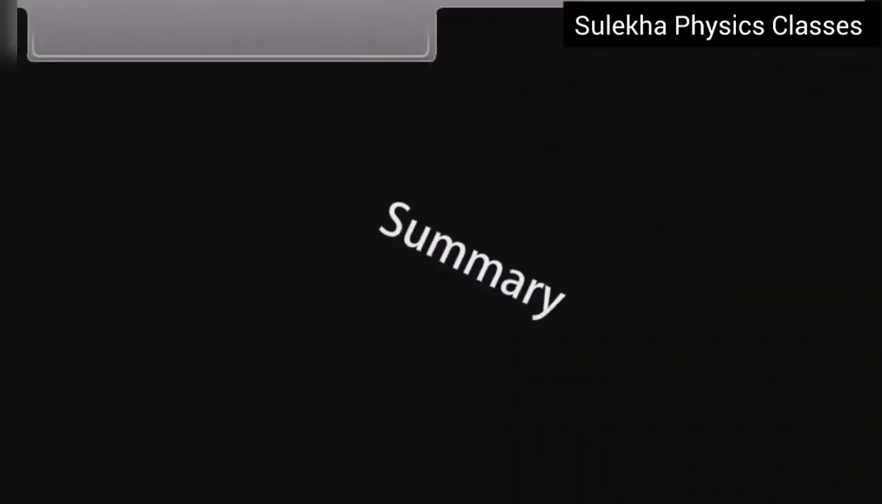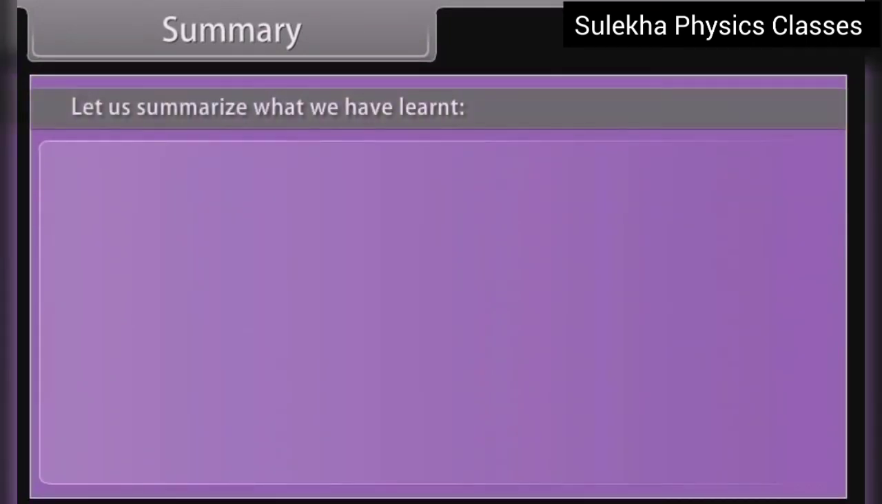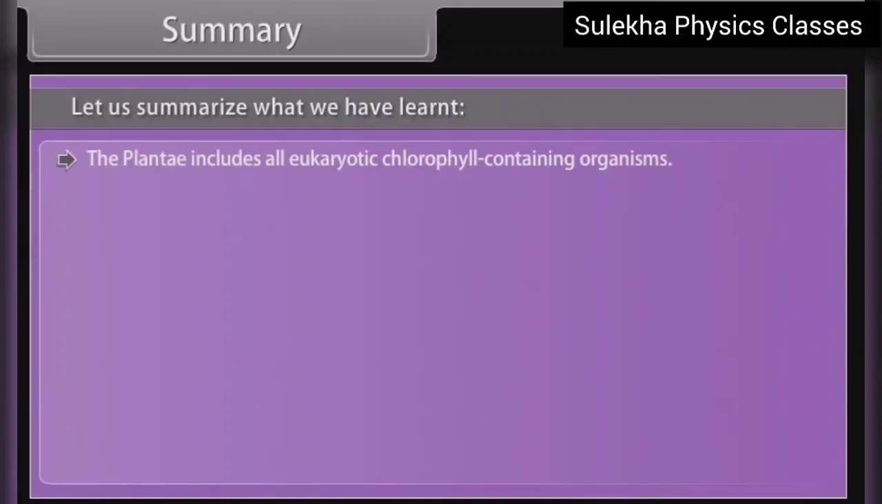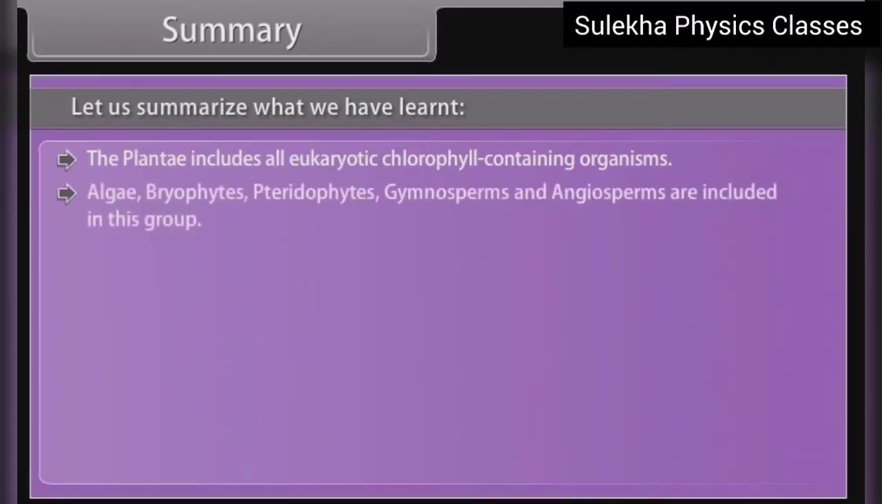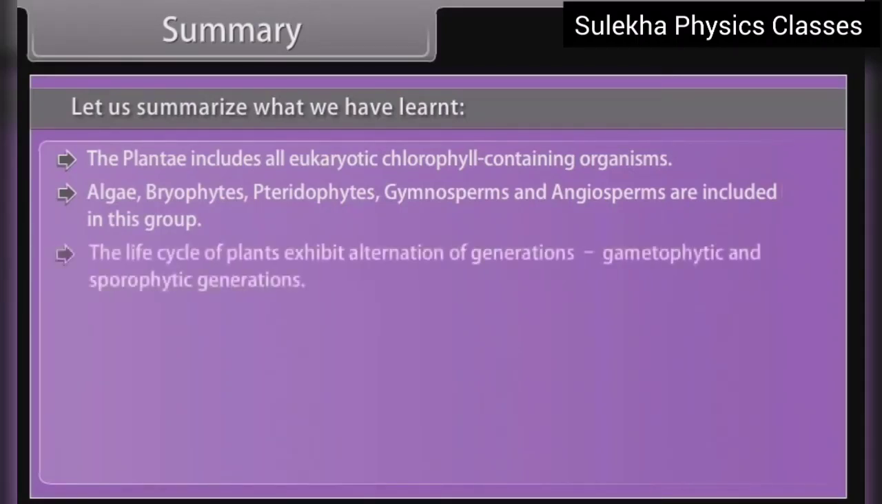Summary. Let us summarize what we have learned. The Plantae includes all eukaryotic chlorophyll-containing organisms. Algae, bryophytes, pteridophytes, gymnosperms and angiosperms are included in this group. The life cycle of plants exhibits alternation of generations, gametophytic and sporophytic generations.